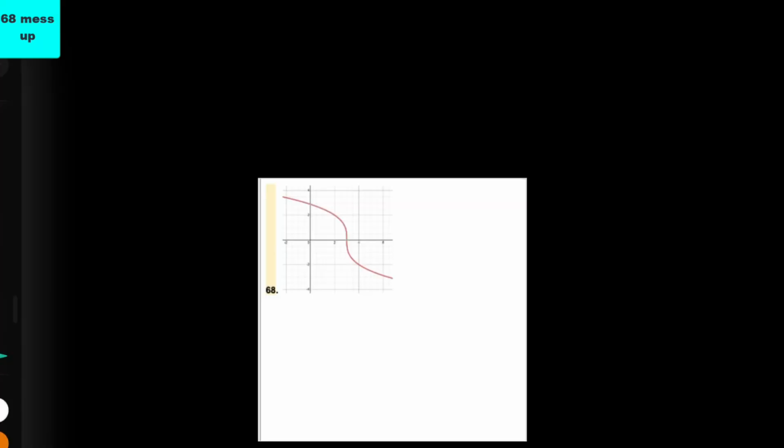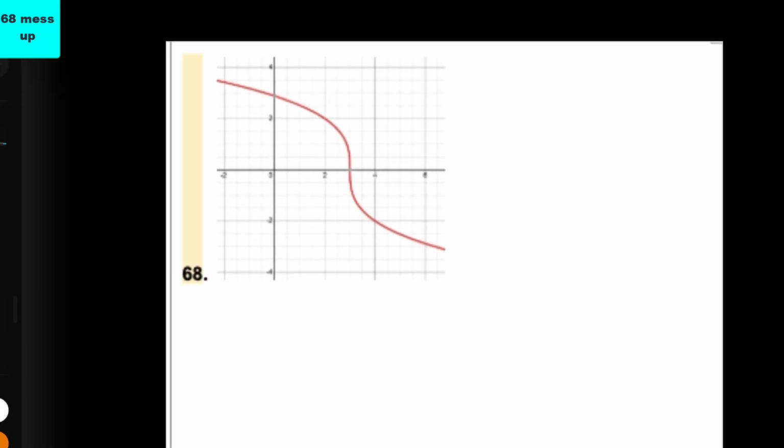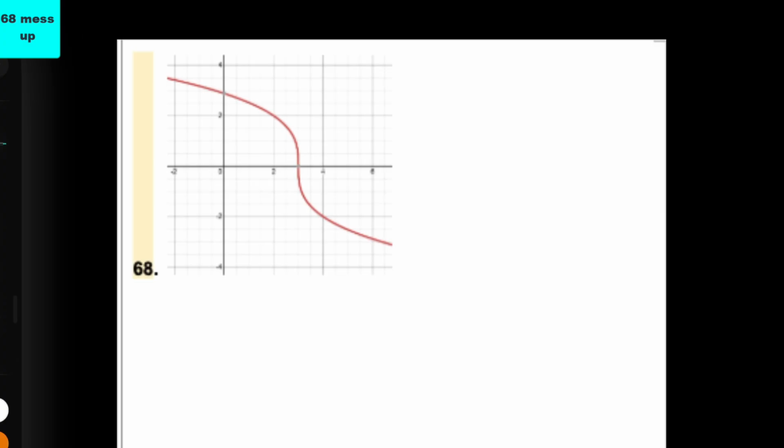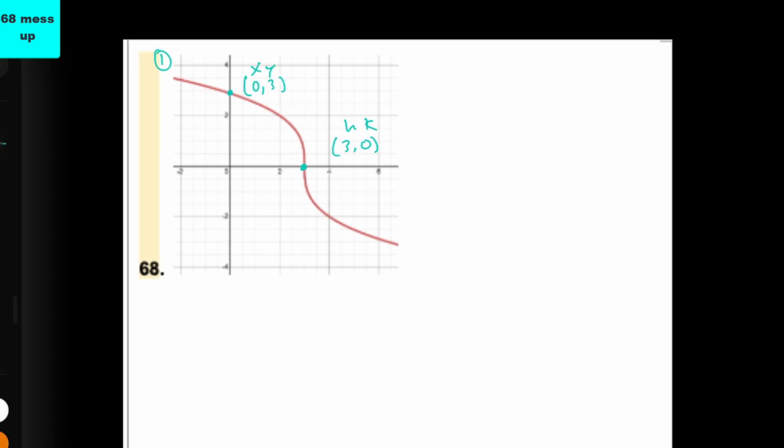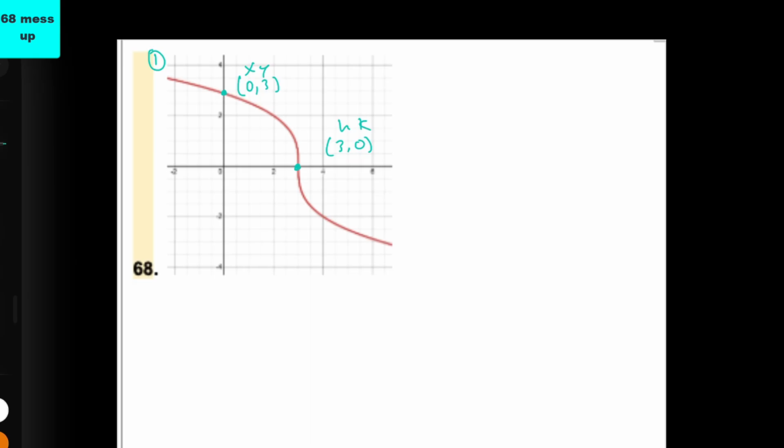Hey guys, let's go over number 68 here. Sorry for the bad image. Okay, so that looks like our index. That'll be 3, 0. And a little bit hard to see, but this is +3. So 0, 3. So we just identified the index, the middle of our graph.